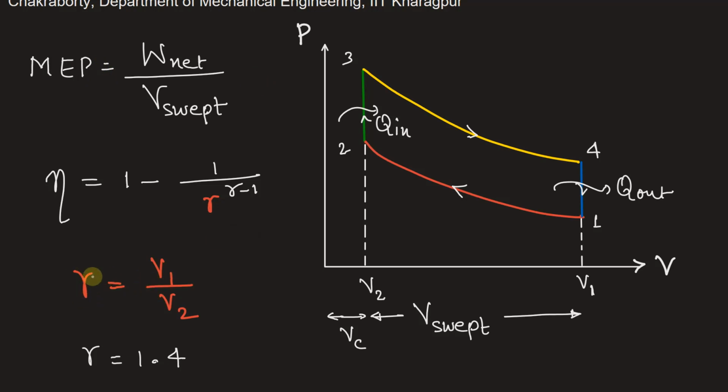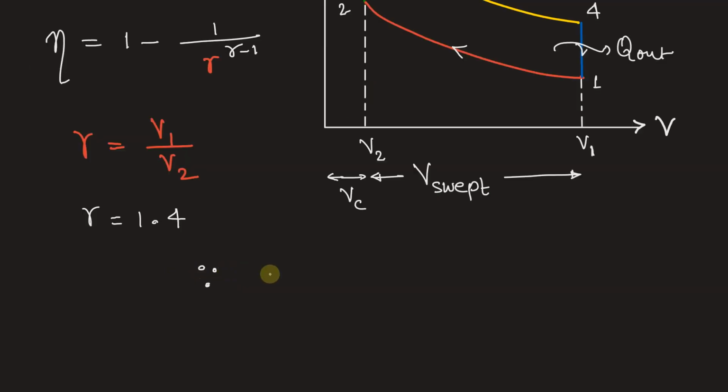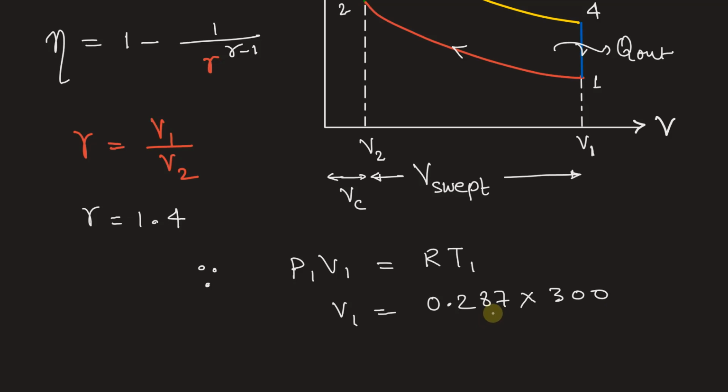To calculate r, that is the compression ratio, we need V1 and V2. How can we calculate the value of V1? P1 value we are given, we know the R value, and T1 is also mentioned in the question. From the ideal gas equation, P1 V1 should be equal to R T1. Now from here V1 is equal to R, given as 0.287, multiplied by T1, given as 300 Kelvin, divided by P1. P1 is given as 100 kPa.